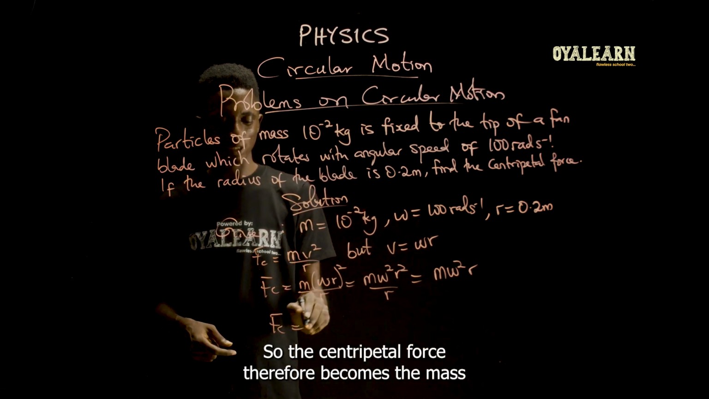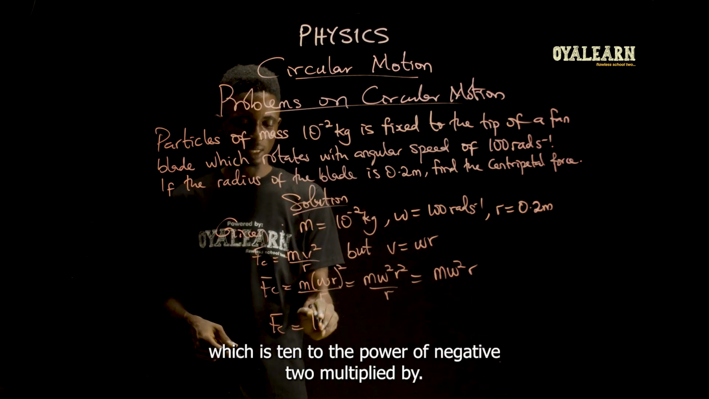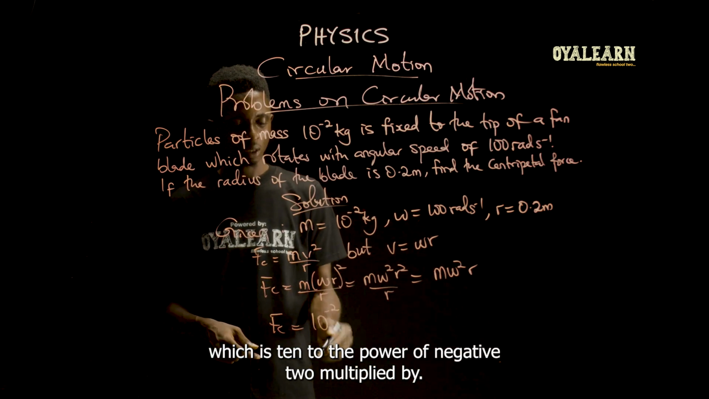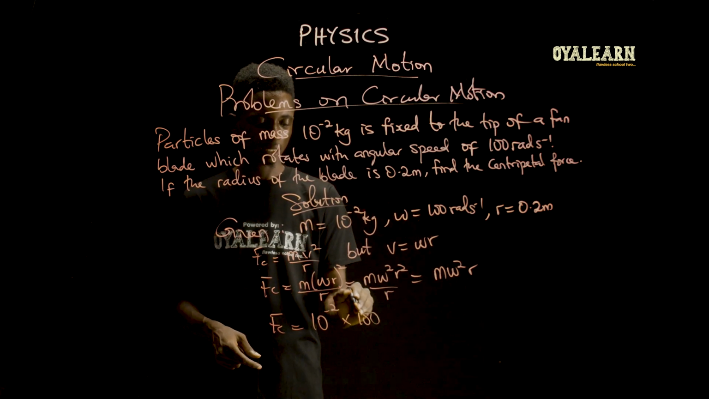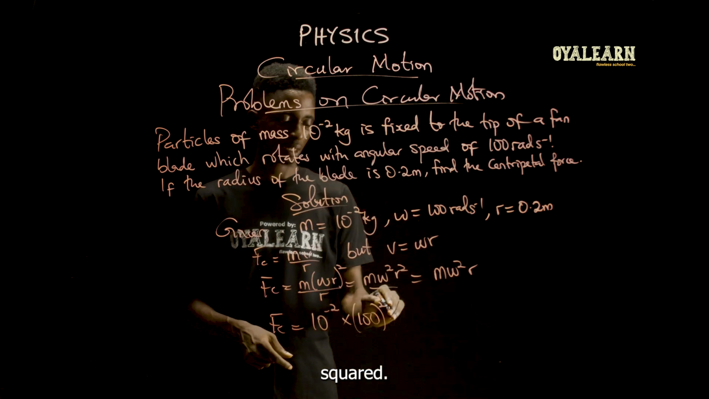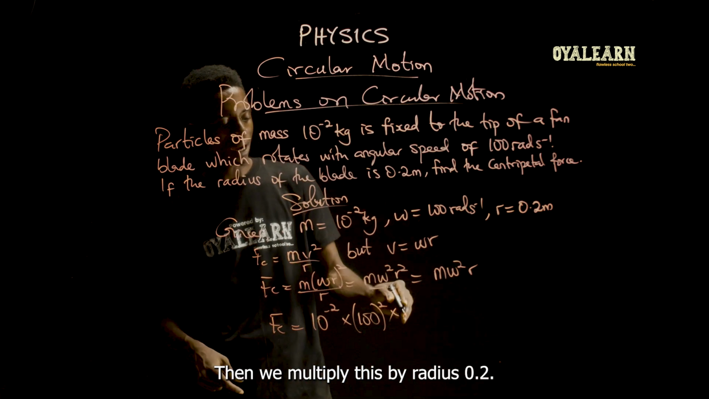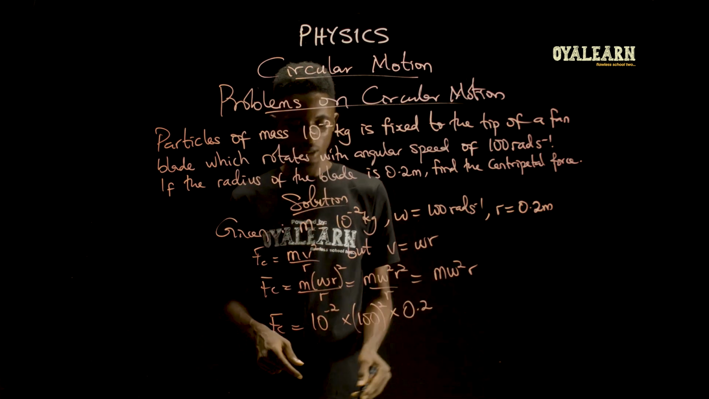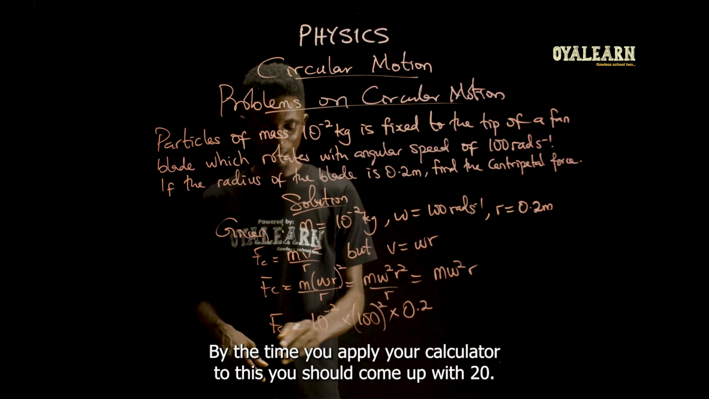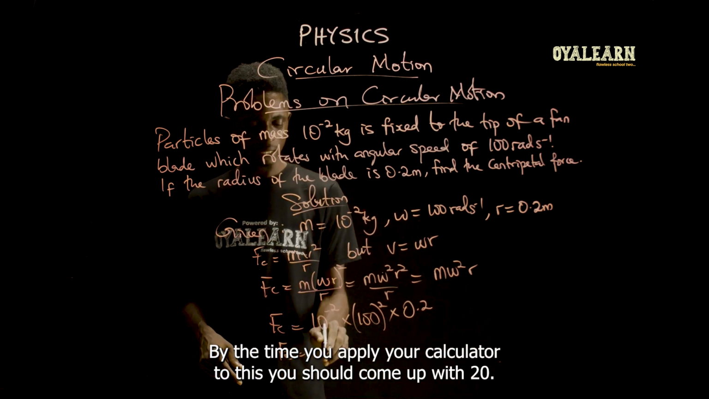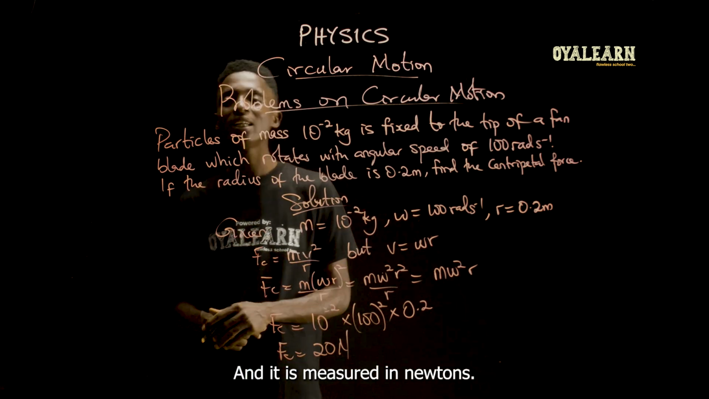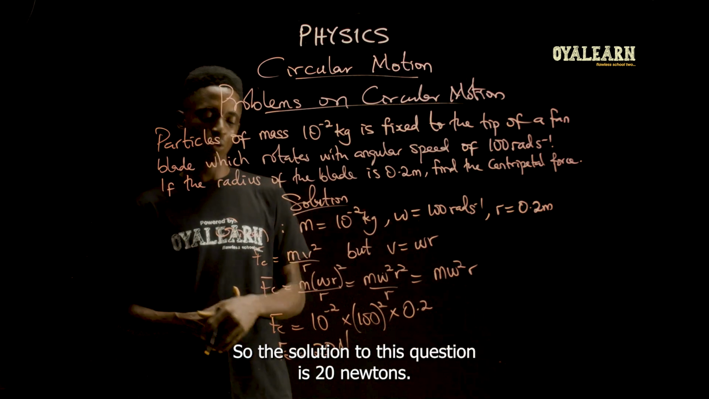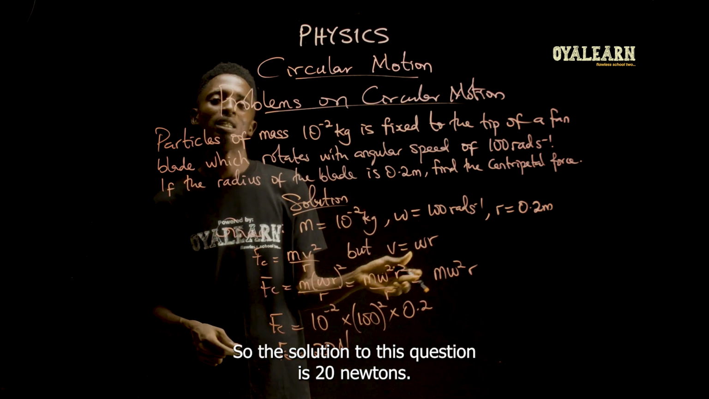So centripetal force therefore becomes the mass, which is 10 to the power of negative 2, multiplied by, now this would be 100 squared. Then we multiply this by radius 0.2. Now by the time you apply your calculator to this, you should come up with 20, and it is measured in newtons. So the solution to this question is 20 newtons.